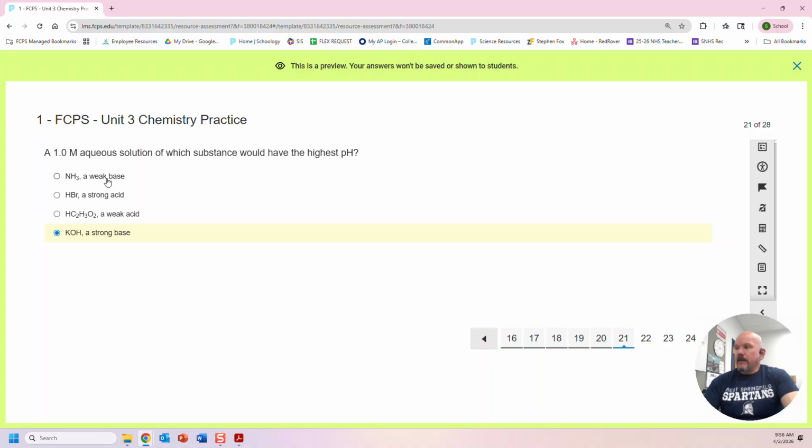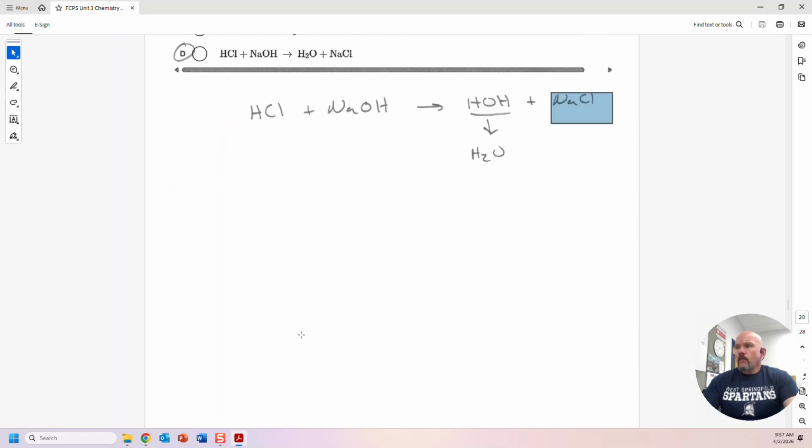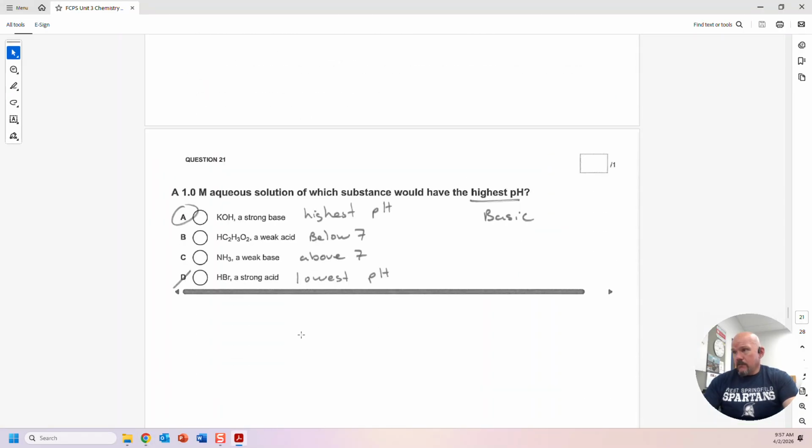Ammonia is a base, but it's not producing its own hydroxide. It's taking an H plus away from water, and that's how you're getting hydroxide in solution. So it's a weaker base. It is a base, so it's going to have a pH greater than 7, but this one would have more hydroxide in solution and thus have a higher pH. A lower pOH, higher pH. All right, so remember, you don't get this equation, okay?